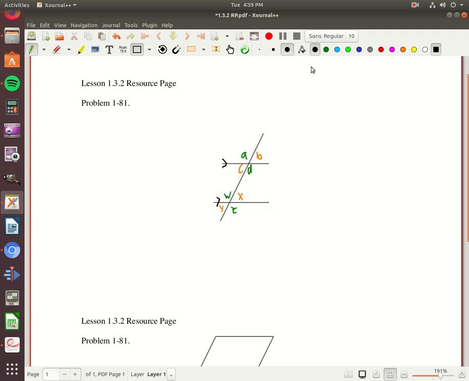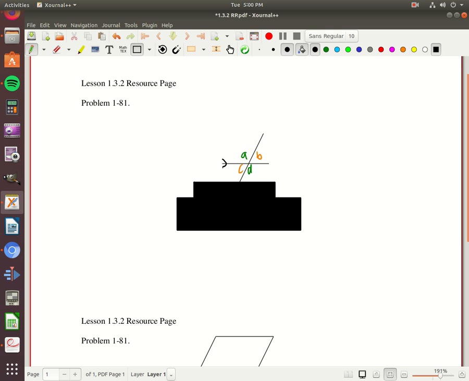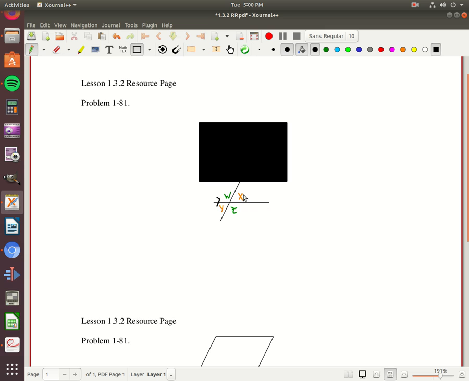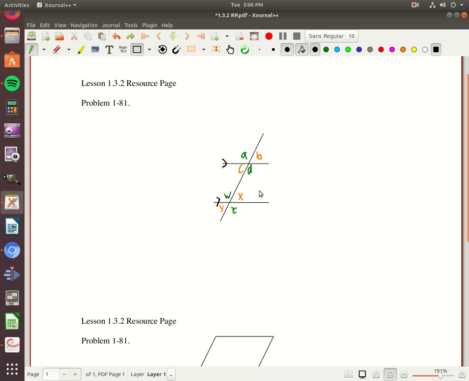Let's say I sort of block this part out, and I only look at this. Do you see that B's in the top right corner? Well, what if I do the opposite here? Do you see that X is in the top right corner as well? That's what it means to correspond, that they're in the same spot. B's in the top right and X is in the top right.